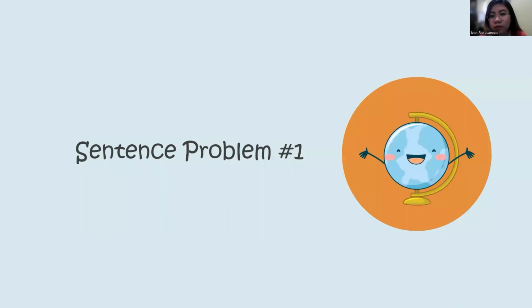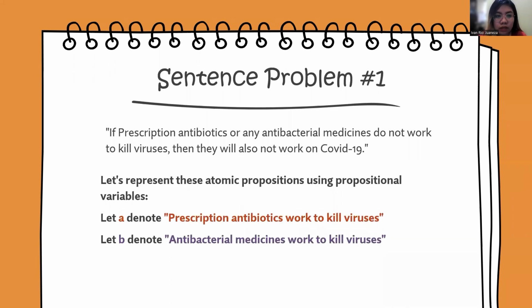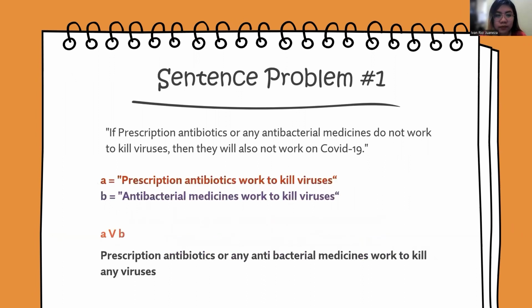So let's go to sentence problem 1. It says here, if prescription antibiotics or any antibacterial medicines do not work to kill viruses, then they will also not work on COVID-19. In this sentence, we have two atomic propositions. So let's represent these atomic propositions using propositional variables. Let A denote prescription antibiotics work to kill viruses, and let B denote antibacterial medicines work to kill viruses.